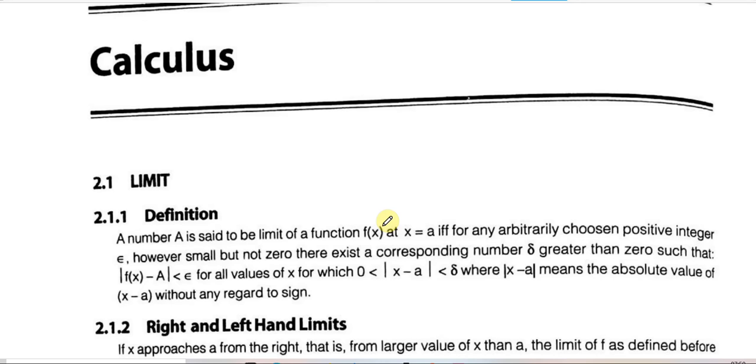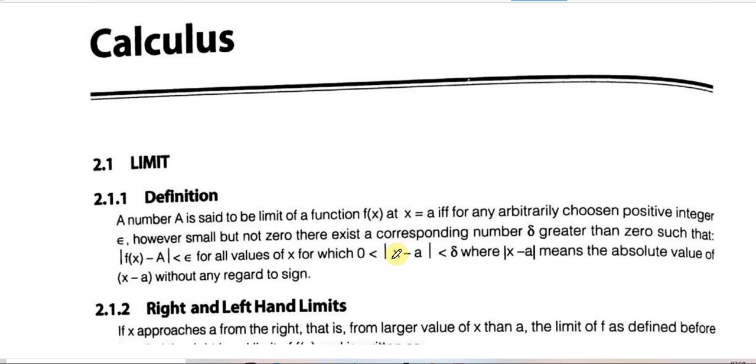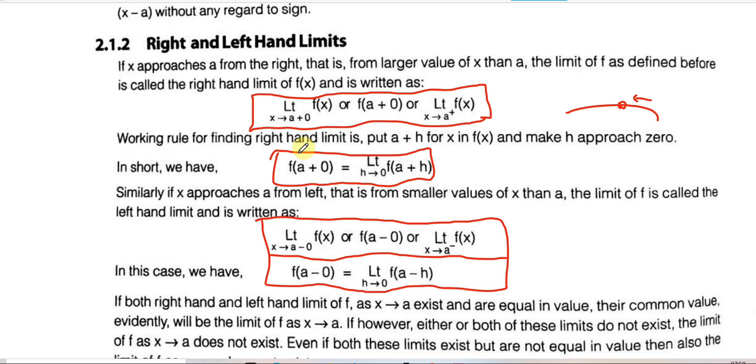So hello everyone. We have studied the calculus limit part. Now today we will solve problems on limits. Before going on to problems, let's see the formulas. For finding the limit, let's suppose we have to find the limit as x approaches a.